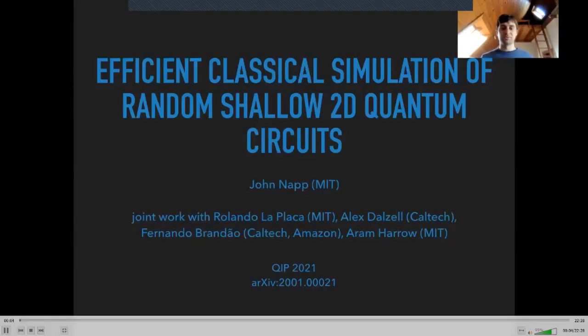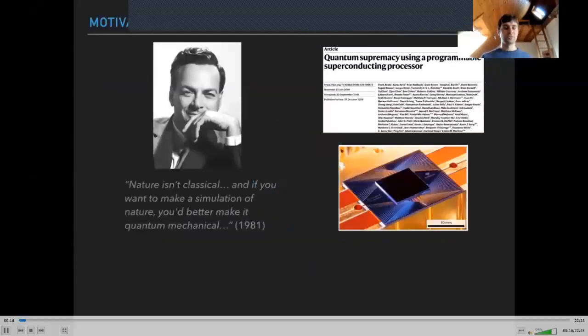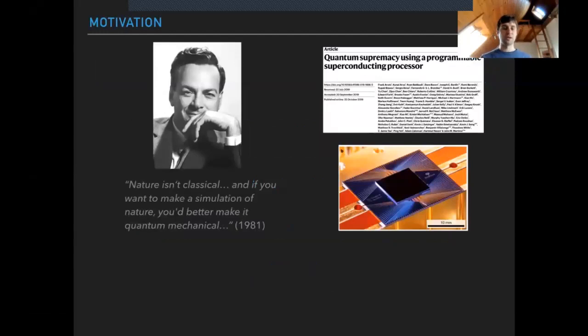Thank you for coming to this talk. I'll be talking about some joint work together with Rolando La Placa, Alex Dalzell, Fernando Brandão, and Aram Harrow about algorithms for random shallow 2D quantum circuits. So first I'll give a bit of motivation for why we are interested in this problem.